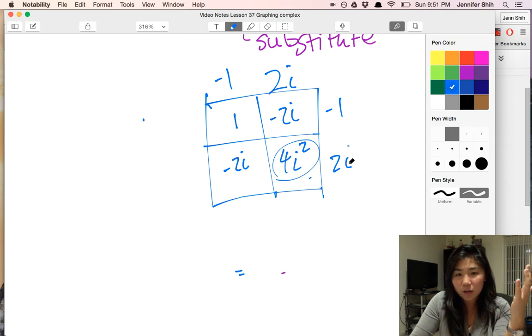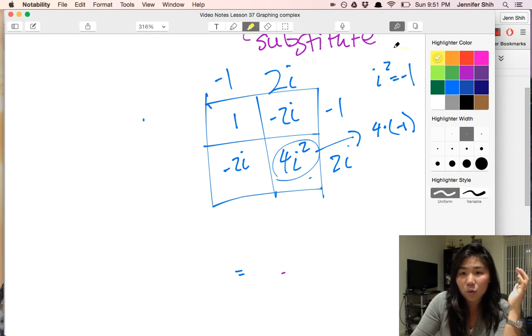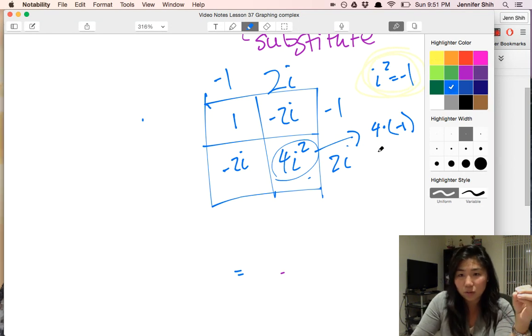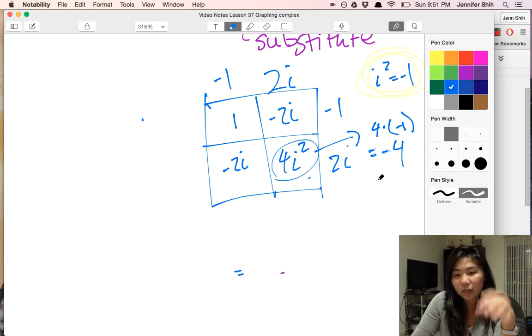Oh, this is special. 4i squared, that's going to be 4 times -1, because i squared is equal to -1. If you do not know this, if this confuses you in any way, please go back to a previous video. Otherwise, the rest of this video is not going to make sense. So this 4i squared is actually equal to -4. Okay, 4i squared is equal to negative 4. If you have questions on it, make sure you draw a caution sign and you ask questions tomorrow.